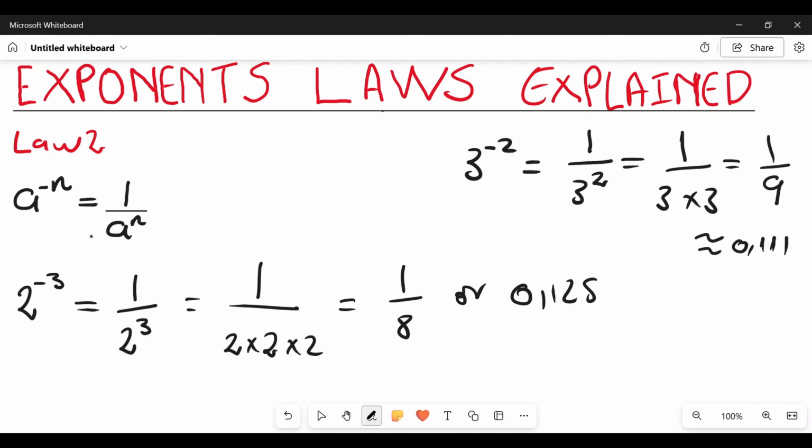But this law here basically explains that whenever your exponent is negative, your base becomes a numerator, and the very same exponent becomes positive, as you can see with this one here and with that one there. So this is law 2, guys. If you come across this, do not forget to apply this law. Now let's look at law number 3.